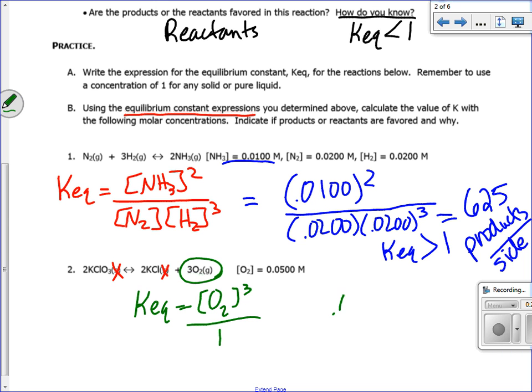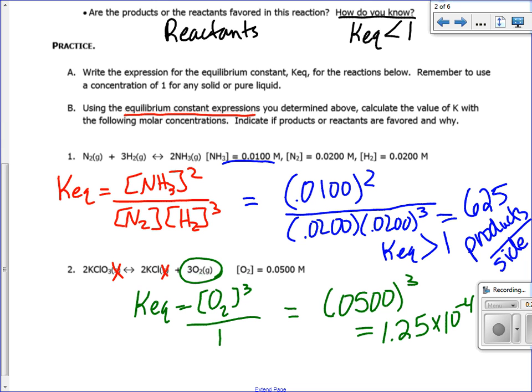So here we're going to put 0.0500, and we're going to cube it. And what do you get out of that? 1.25 times 10 to the what? -4. Good. So is that KEQ greater than, less than, or equal to 1? Less than 1. So where does the equilibrium position lie? Reactant side. Whose beaker's more filled, hers or his?